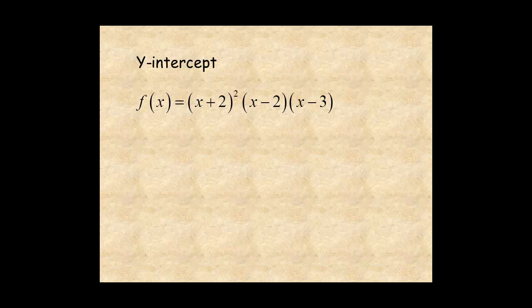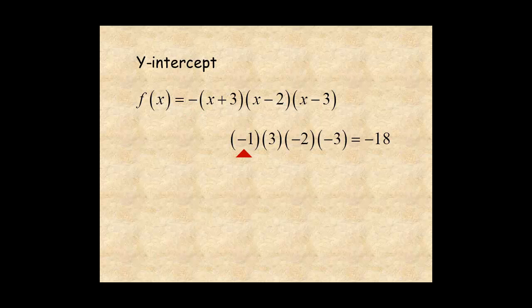For this function, the x plus 2 factor is repeated 2 times. So plus 2 is included 2 times in the product. The y-intercept is plus 24. For this function, the leading coefficient is negative. So a factor of -1 is included in the product. The y-intercept is -18.